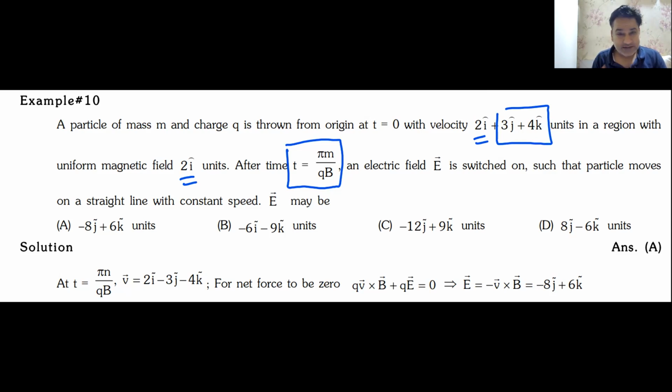Now the time is given in such a way that it is half of the time period. So if initially it was 3j plus 4k, now it will become minus 3j minus 4k, but the i component will remain the same. Yes or no? Now that is the first thing that you have to understand. So if you could find out the velocity after this time, that is the first part of the question done.